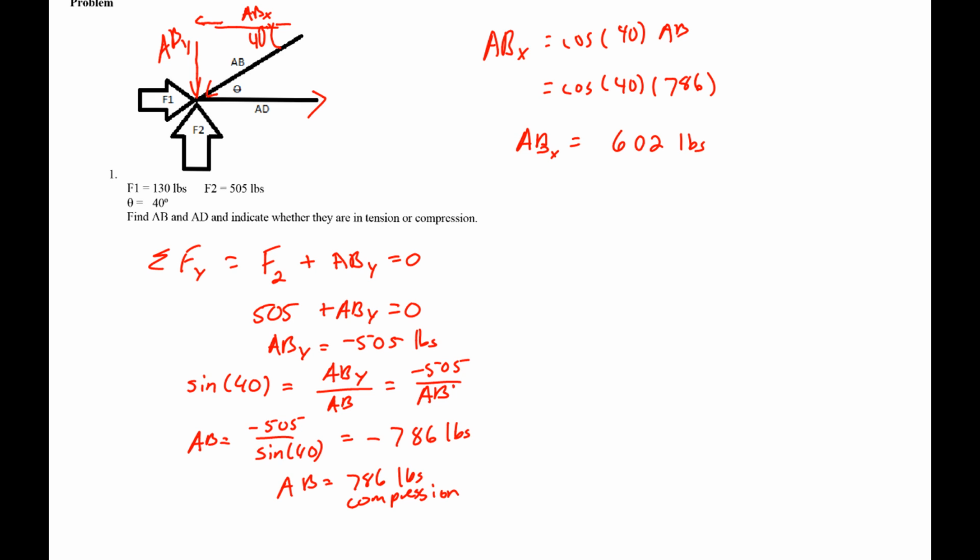All right, now change this to a different color since we're doing a different thing. Summation of forces in the x direction is going to equal what? It's going to equal 0, but what are the forces in the x direction? F1, AD, and ABX. Is ABX going to be positive or negative? Negative, because it's pointing to the left.